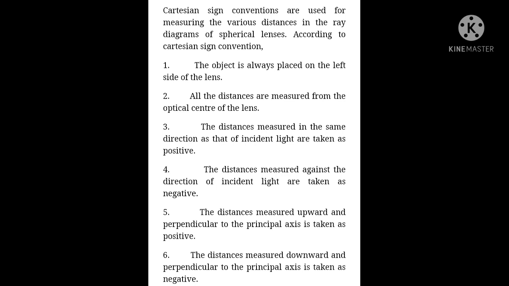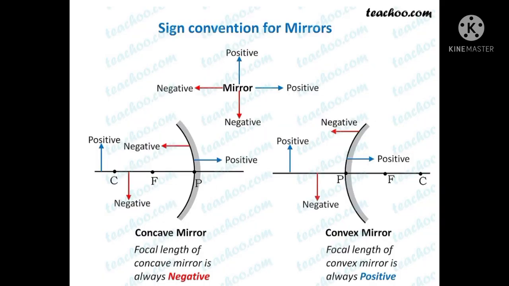The distances measured upward and perpendicular to the principal axis are taken as positive and the distances measured downward and perpendicular to the principal axis are taken as negative. The following figure represents the sign convention for mirrors. The blue arrows represent the positive and the red arrows represent the negative.